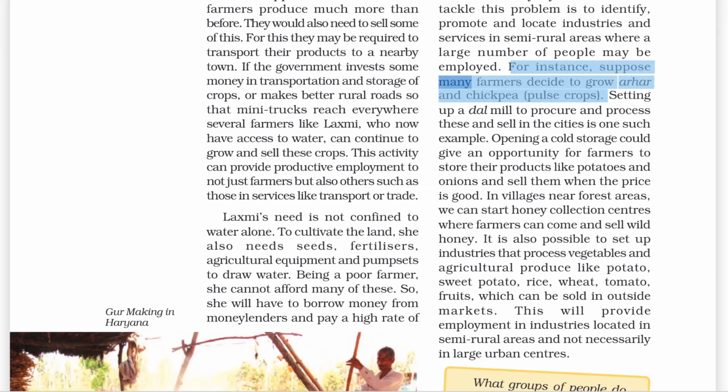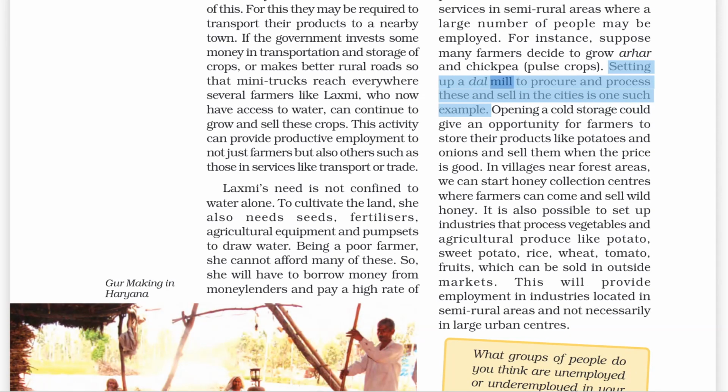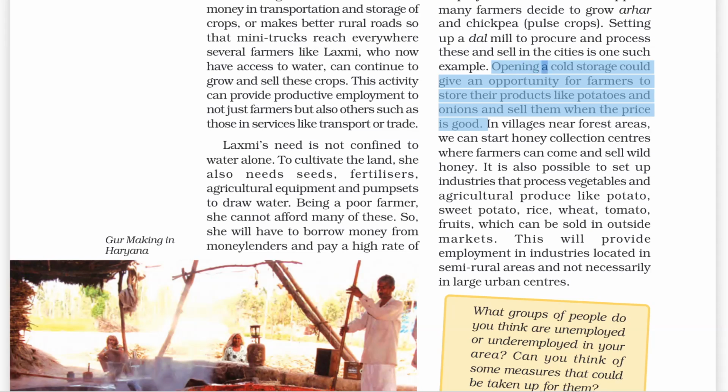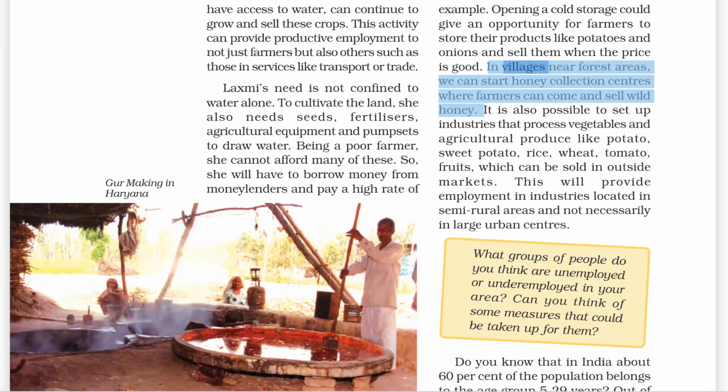For instance, suppose many farmers decide to grow arhar and chickpea pulse crops. Setting up a dal mill to procure and process these and sell in the cities is one such example. Opening a cold storage could give an opportunity for farmers to store their products like potatoes and onions and sell them when the price is good. In villages near forest areas, we can start honey collection centers where farmers can come and sell wild honey.